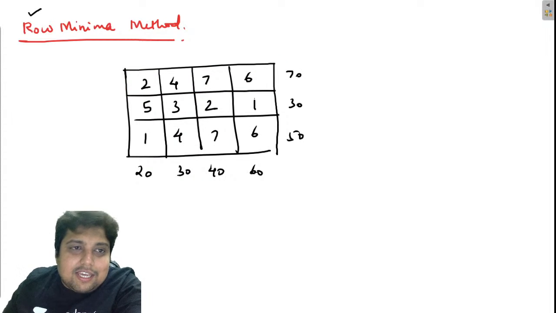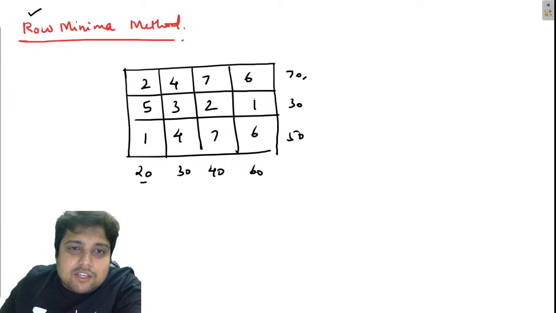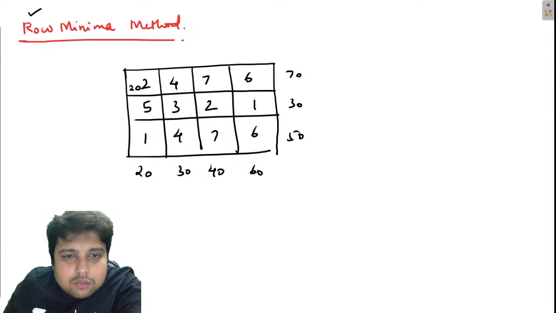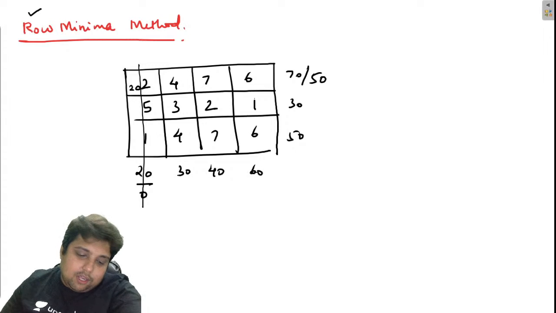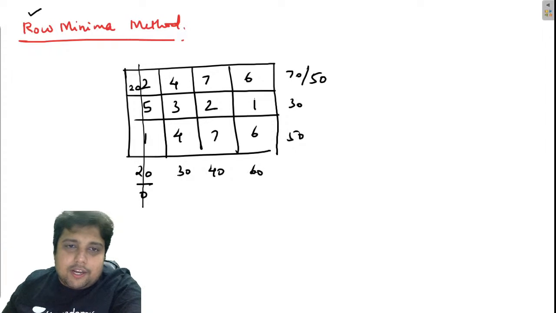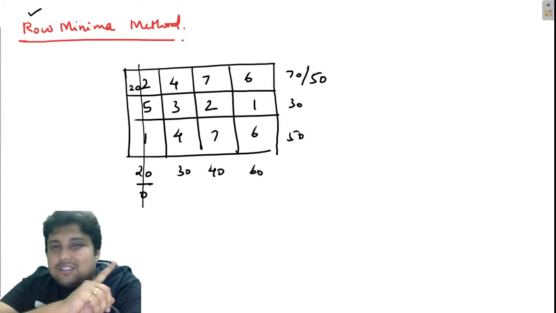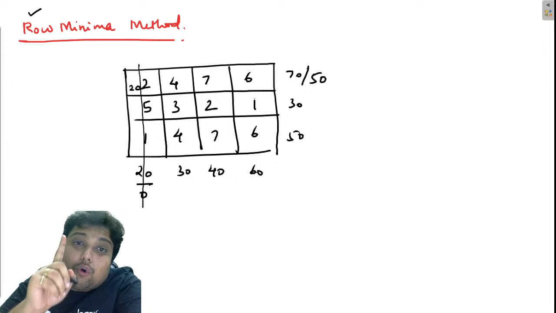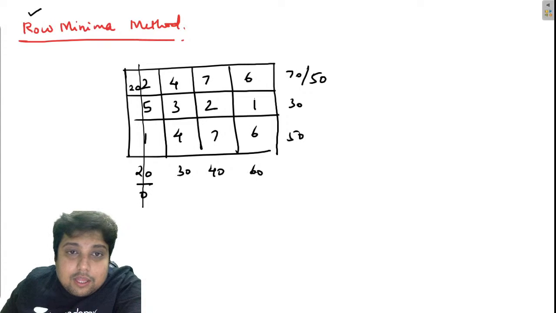2 is asking me for 20 units. I can supply 70, so let me give 20 units here. So this will become 0, 50, cut. Remember, any row or column that is full, simply chop it off. Unless the first row is struck off, we will not go into any other row. Now this row is still intact. Out of 4, 7, 6, which is the cheapest? 4 is the cheapest, so I will target 4 now.